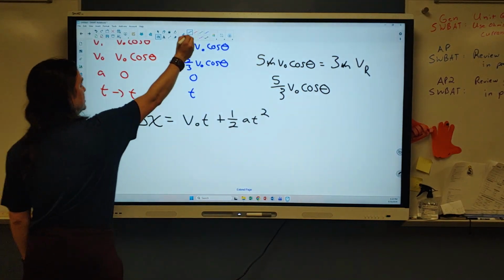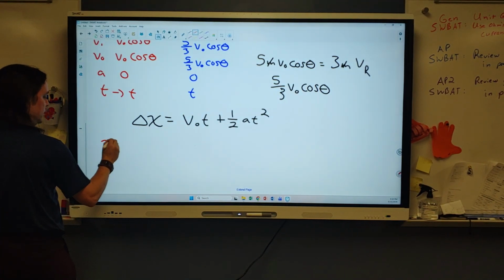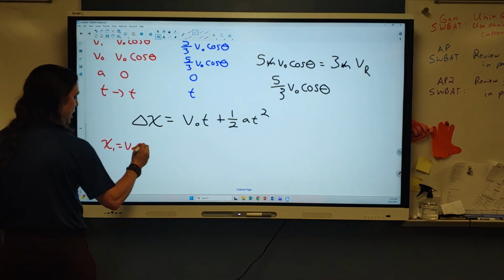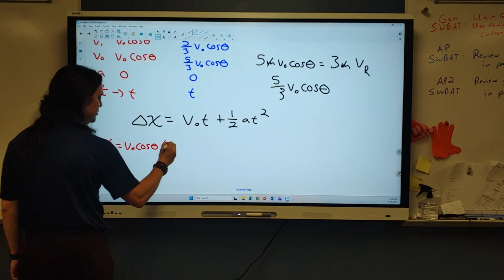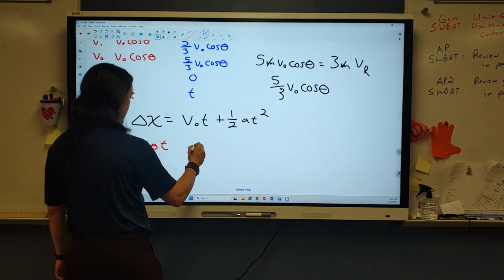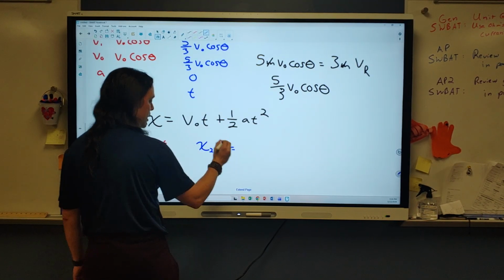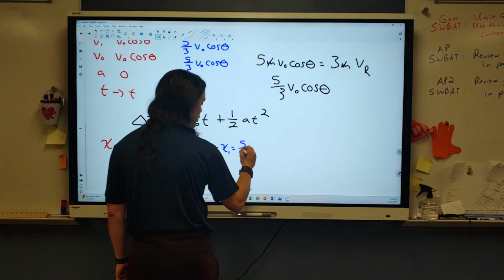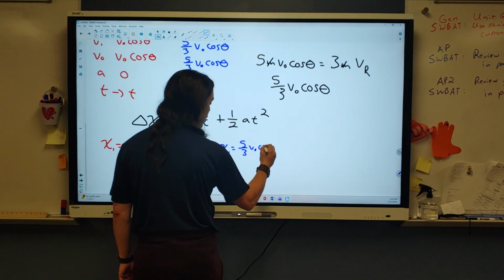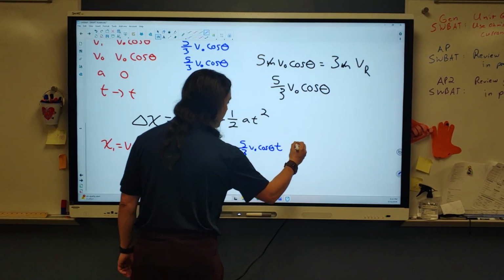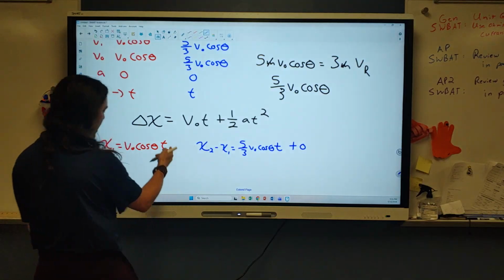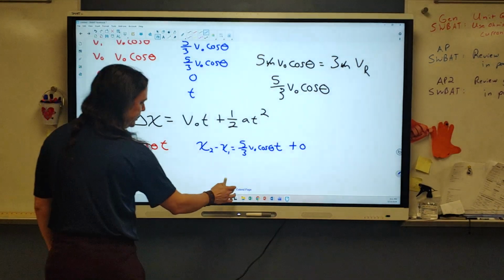for both of these. For A, that gives me x1 is equal to v0 cosine theta times t. And for my motion in B, that gives me x2 minus x1, that's my displacement, equals my initial velocity for this, which is 5/3 v0 cosine theta, t plus 0. I left off the plus 0 on this. This cleans up a little bit.